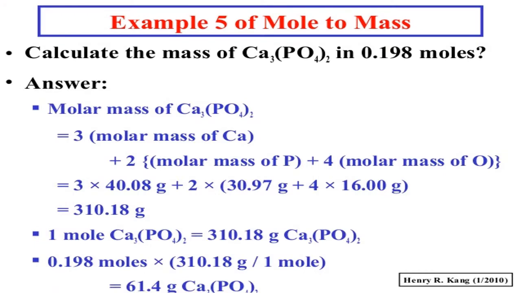Now, please see, this is the most important example of today and for tomorrow's and the forthcoming classes also. So what is the example? This example says: calculate the mass of calcium phosphate, Ca3(PO4)2, in 0.198 moles. Very excellent, right? Now time has come to discuss the mole.